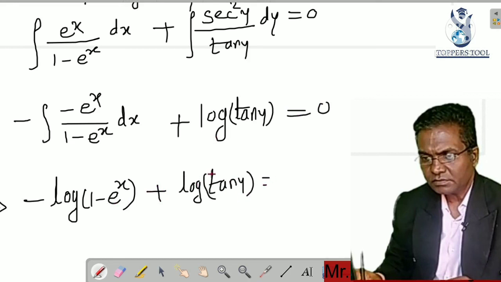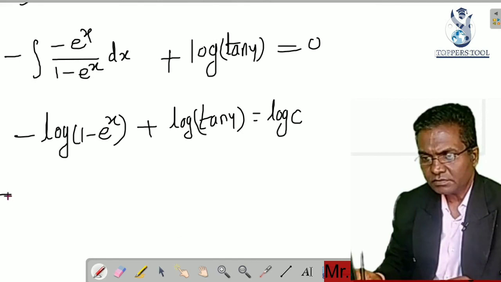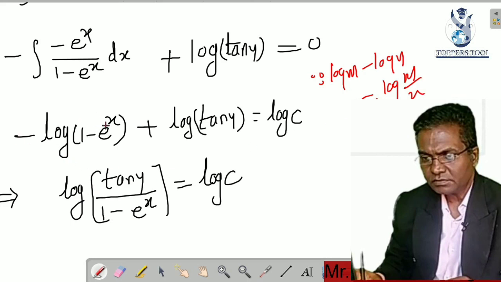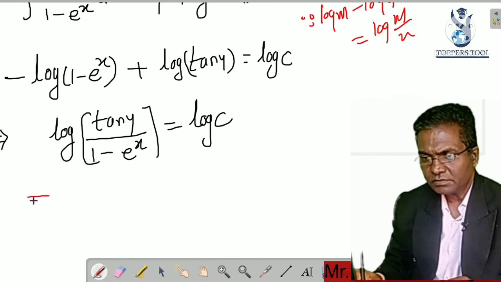And as I mentioned, if all the terms are in terms of log, you can keep the constant in terms of log. Now this is log m and we have minus here. So minus log n. So you can write it as log of tan y divided by 1 minus e power x equals to log c. Remember this. log m minus log n is log m by n. So that we have used here. This is your minus log n. Both sides log, so we remove them. Tan y by 1 minus e power x is equal to c. This is the general solution.